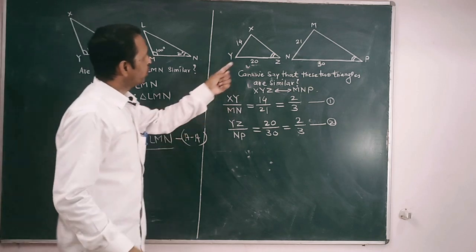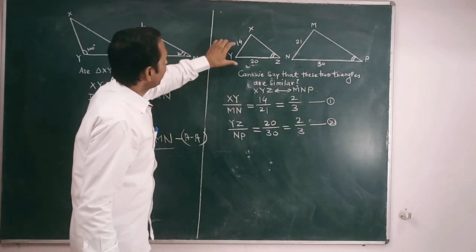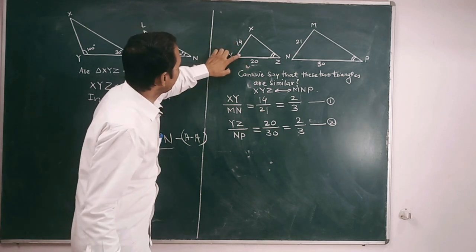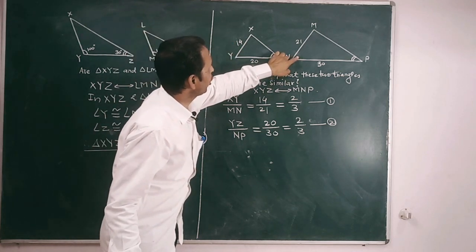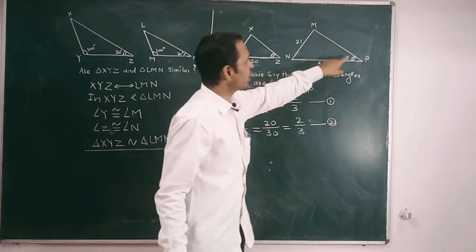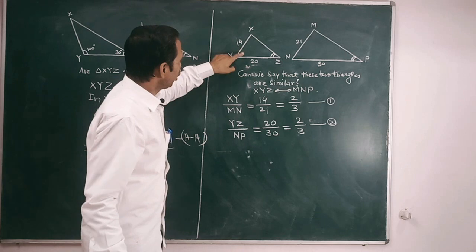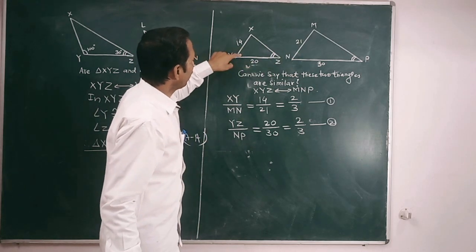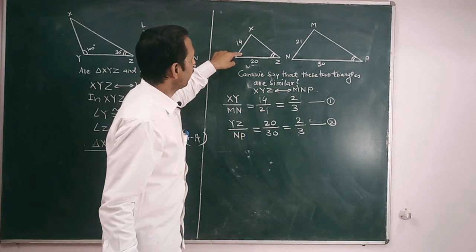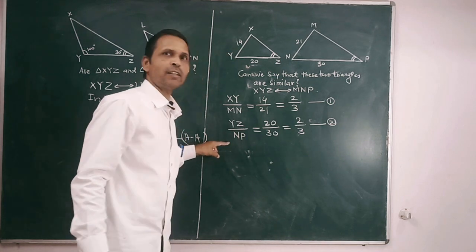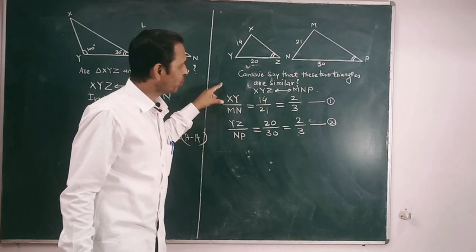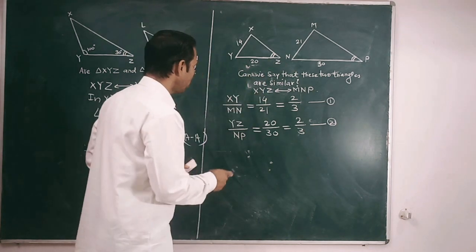Now if you observe in this figure, if the corresponding sides are in proportion, we must be given that this angle is congruent with the corresponding angle N. But in this diagram we are given that Z is congruent with P. The included angle is not given as congruent. We are not given this, and that's why we can't say that these two triangles are similar, and that's why these two triangles are not similar.